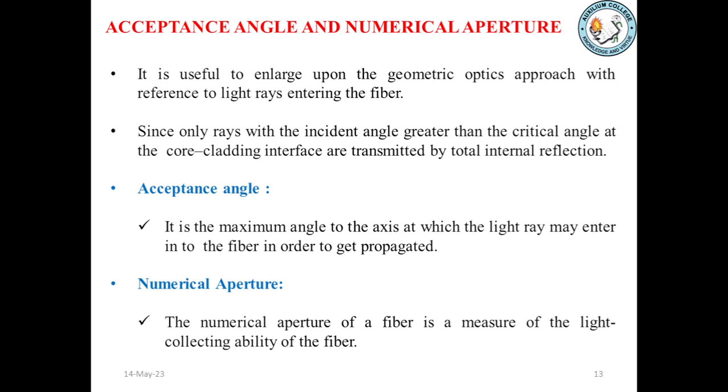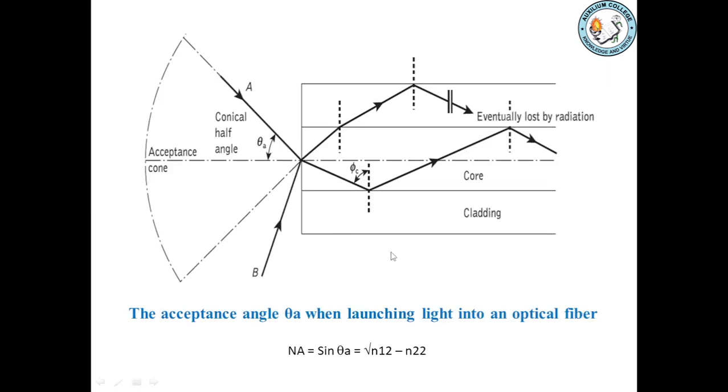Numerical aperture. The numerical aperture of a fiber is a measure of the light collecting ability of the fiber. The diagram shows the acceptance angle θA when launching light into an optical fiber. Rays with incidence angle within this conical half angle will be propagated through the optical fiber and will be totally internally reflected. The numerical aperture is calculated from the sine of the acceptance angle, that is sin θA is equal to the root of n1 squared minus n2 squared.